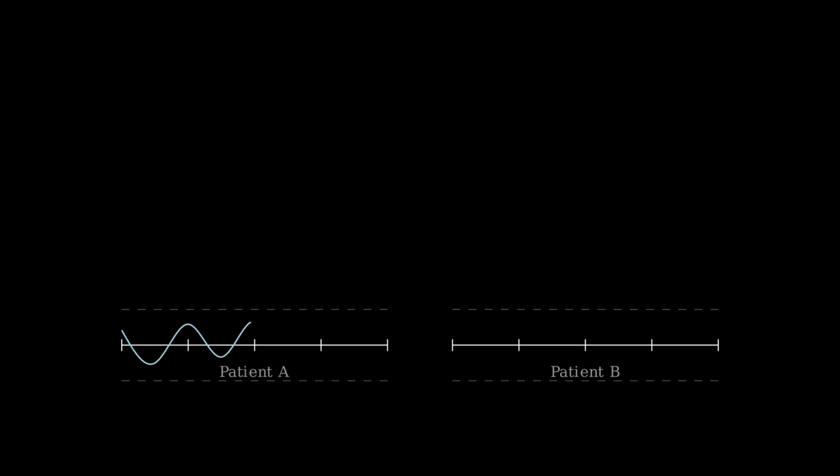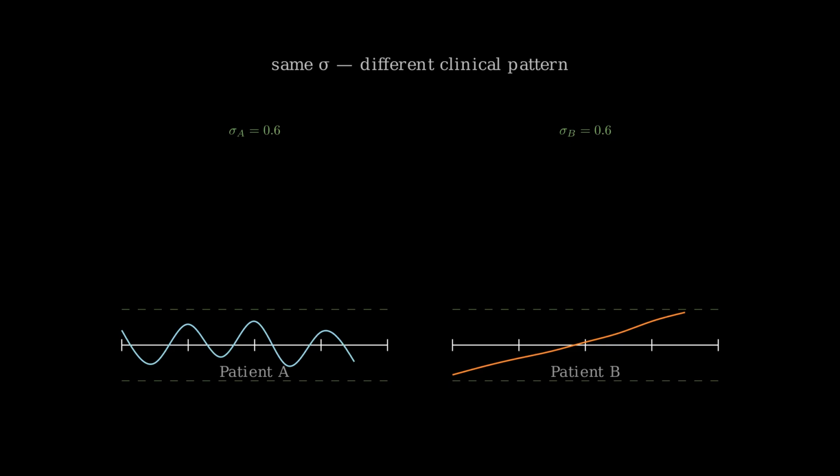Two patients can have identical standard deviations for a biomarker while following completely different clinical trajectories. One fluctuates randomly within the reference range. The other drifts systematically toward a boundary. Standard deviation does not distinguish these two patterns.